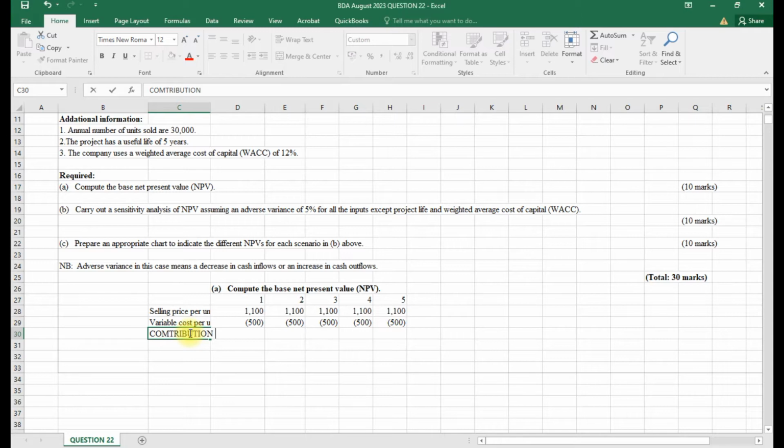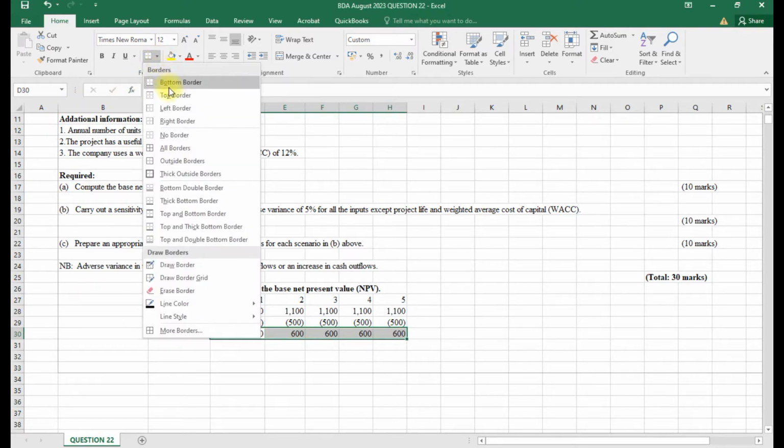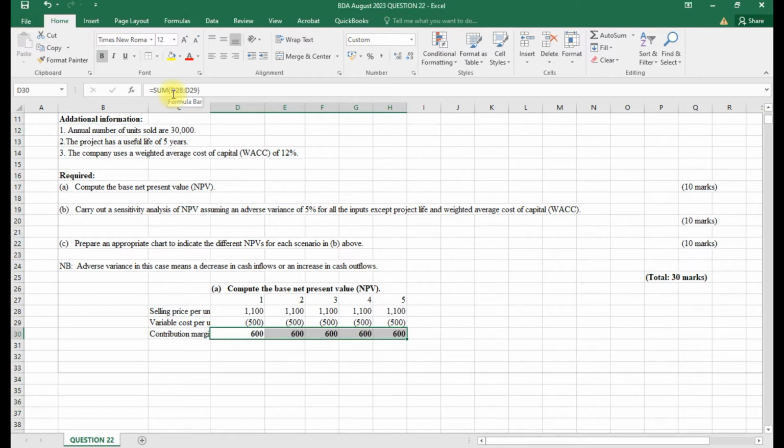So you get the contribution margin, or CM. Contribution margin, Alt equals for the two of them here, I enter, so it will be 600, and I'll drag this, and all through it will be 600. I'll put the top border and bold that contribution.